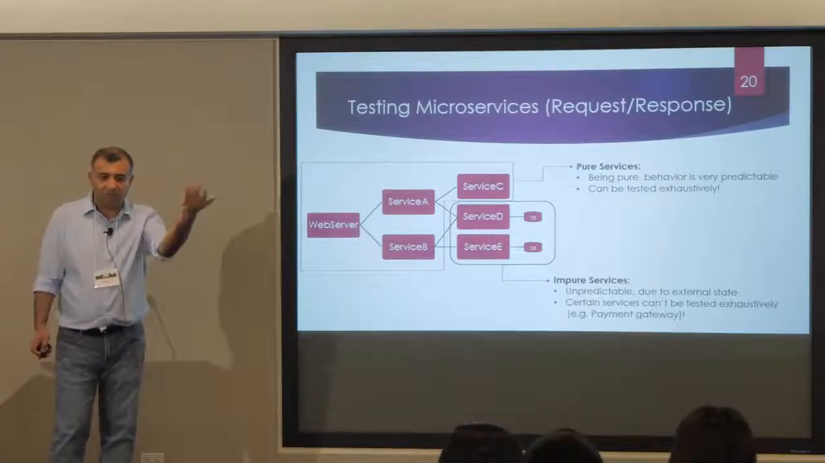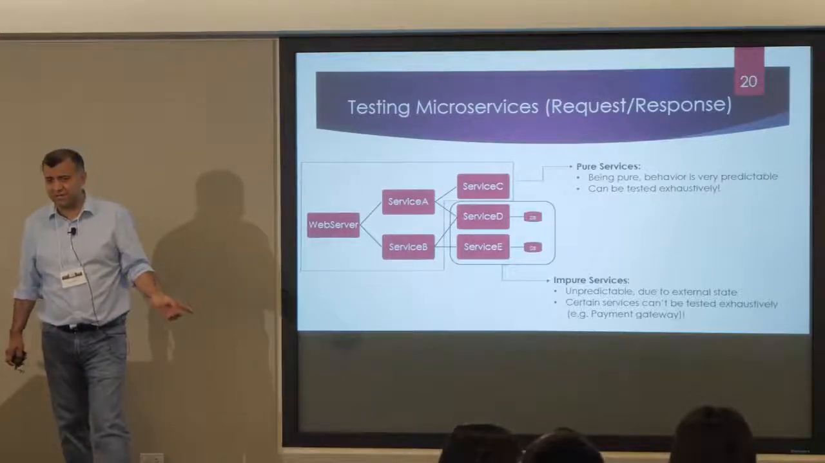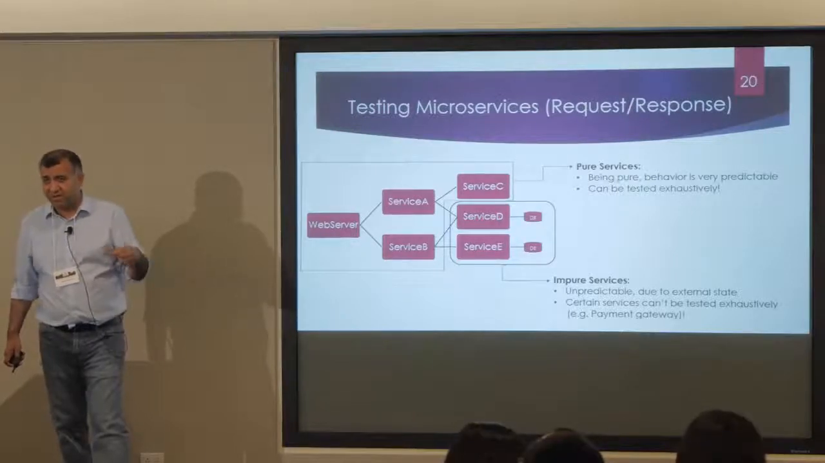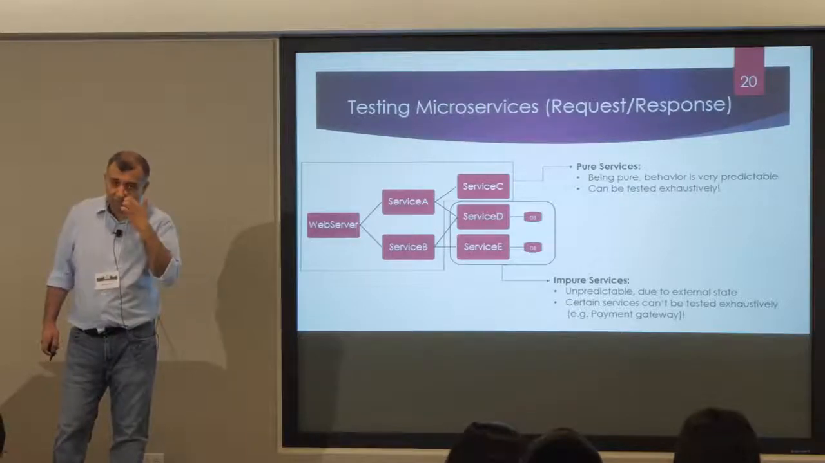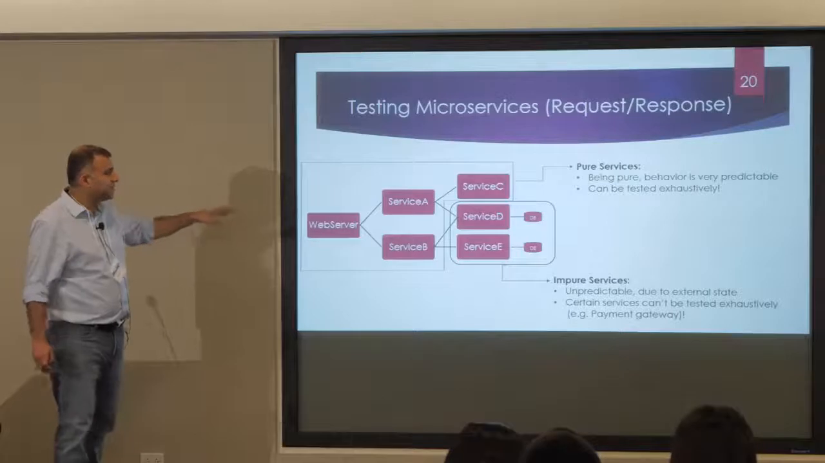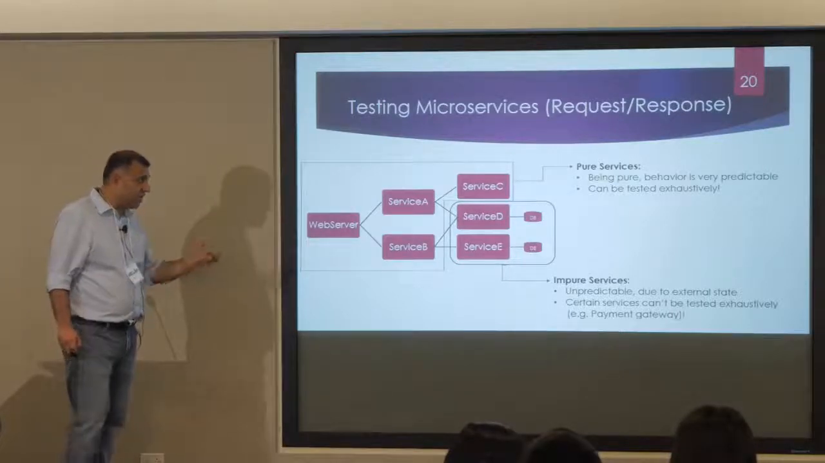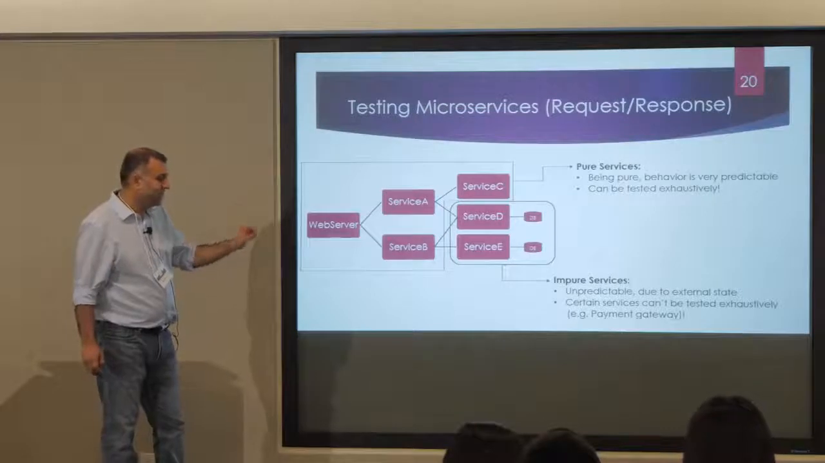So you can even have, there was a talk about QuickCheck yesterday, right? And there's a commercial tool called QuickCheck which actually does that. And it just generates thousands and thousands of random tests on your system, right? And then it narrows down to the test that fails. So you can test these services exhaustively, the pure ones. Impure ones, because of the presence of external state, tend to be somewhat unpredictable. They can't be tested exhaustively.